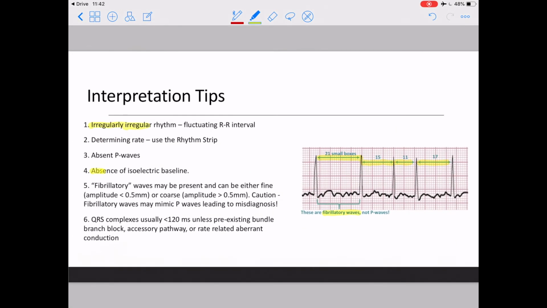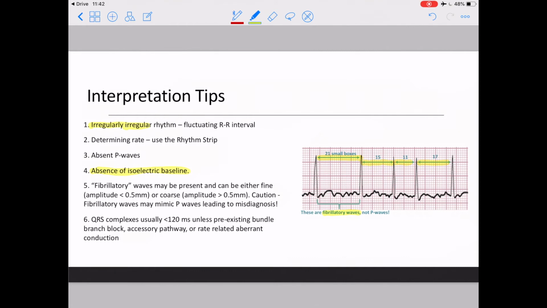There's an absence of an isoelectric baseline. So on the previous slide, I was kind of just cheating a little bit by drawing an isoelectric line. You can sort of gauge where it might be, but as I said, you're going to have this wandering isoelectric line that may be more pronounced, it may be less pronounced, as was in our tracing this time. You can either find fibrillatory waves that are fine or coarse, and these may mimic P waves, so you really have to be careful to not call these fibrillatory waves P waves.